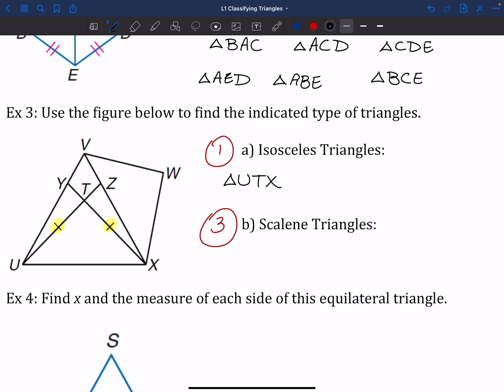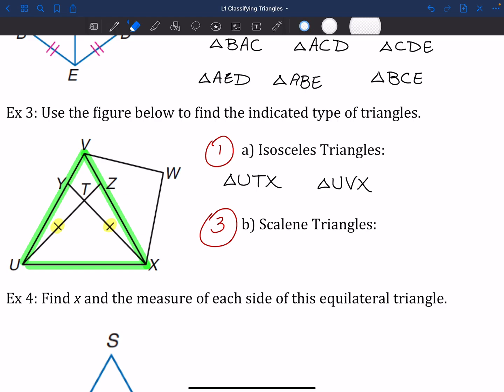Right? And that's it. That's all I really find for isosceles. You could also argue that UVX here is also isosceles. It seems like those sides are all the same length. That one's a little bit of a stretch, but if you wrote that one down, I probably would mark it right as well, UVX.